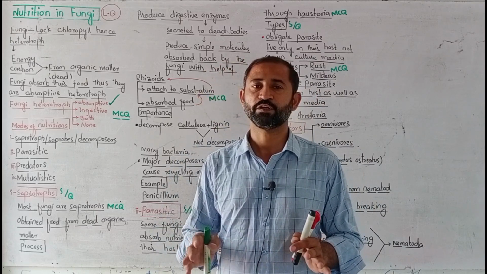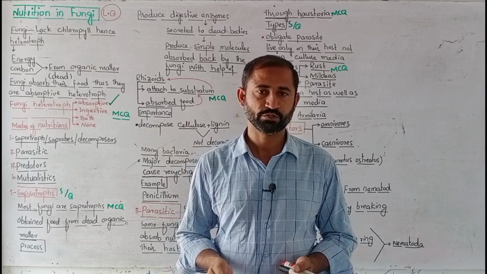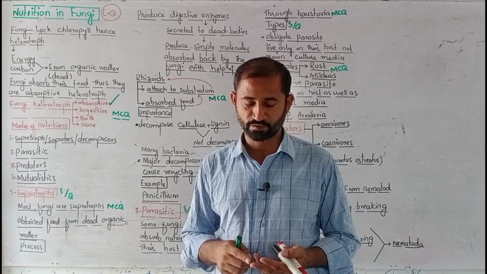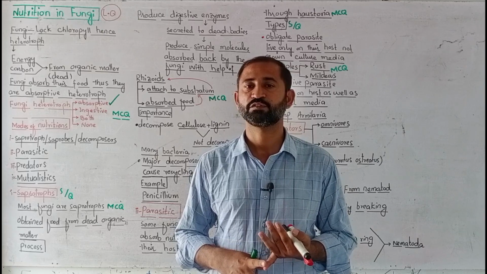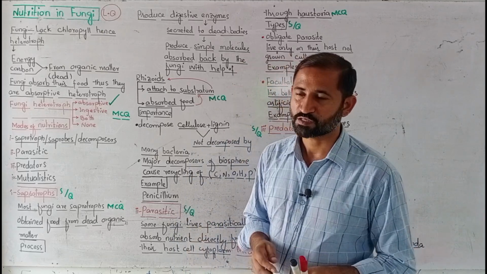There are four different parts of this question, or four different modes of nutrition in fungi. Fungi may be parasitic, or fungi may be decomposers, fungi may be predators, and they also get energy through the process of mutualistic association. So there are four different parts of this question.